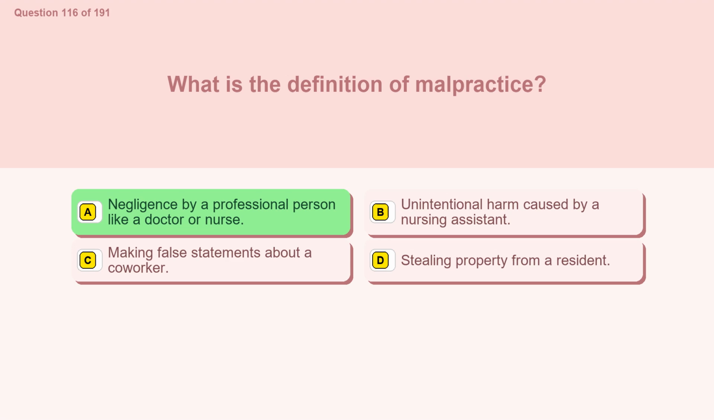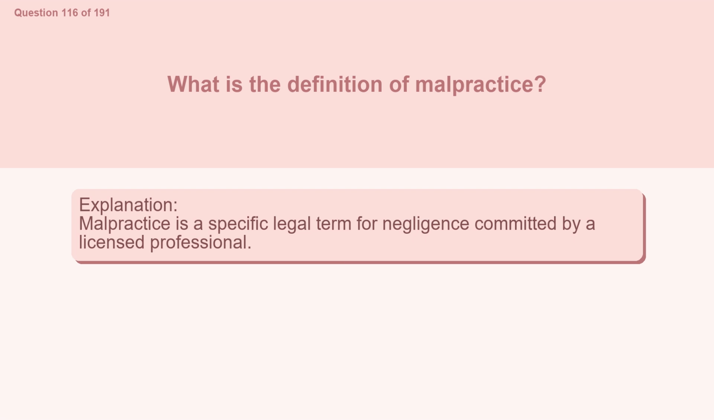The correct answer is option A. Negligence by a professional person like a doctor or nurse. Malpractice is a specific legal term for negligence committed by a licensed professional.